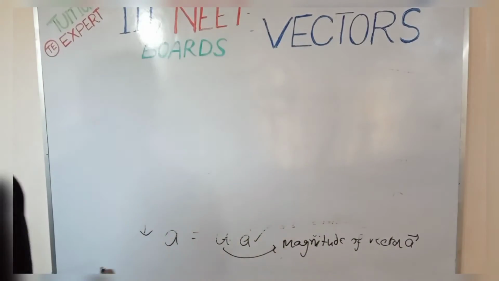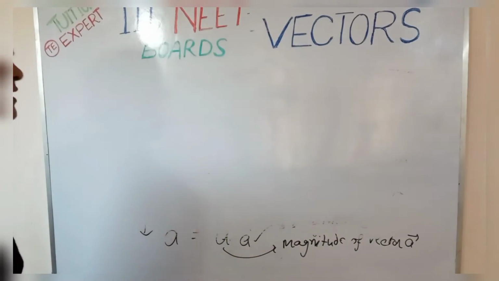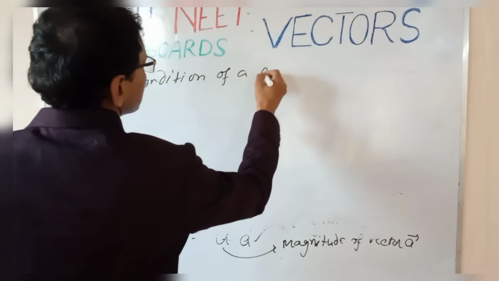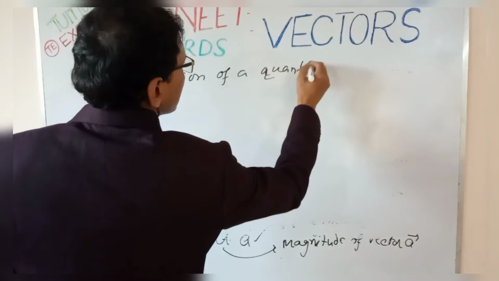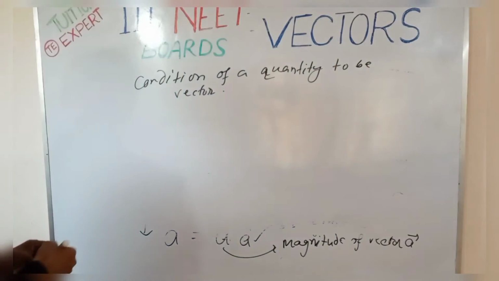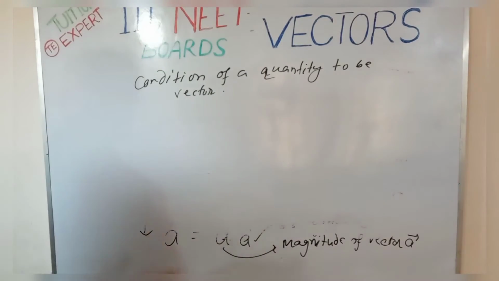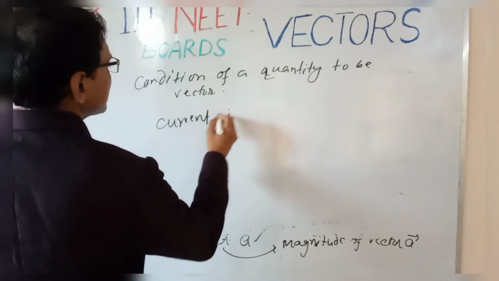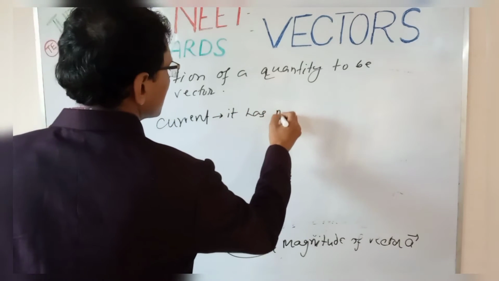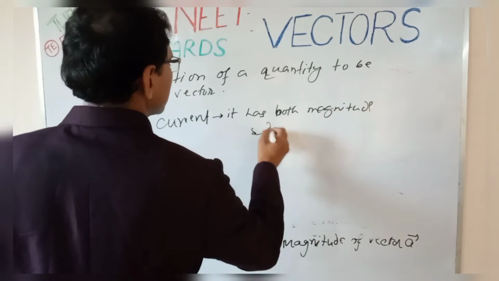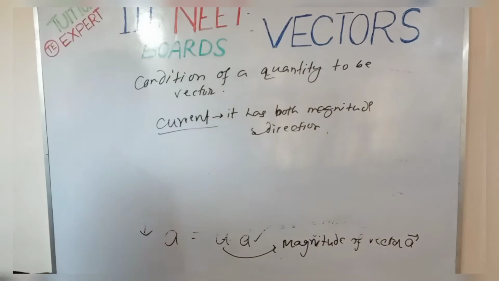What is the condition of a quantity to be a vector? A quantity has both magnitude and direction, but it may not be a vector. Example, current. Current has both magnitude and direction, but it is not a vector. So if a quantity has magnitude and direction, it may not be a vector.